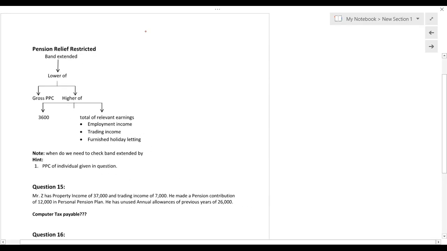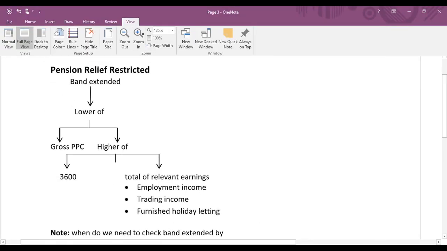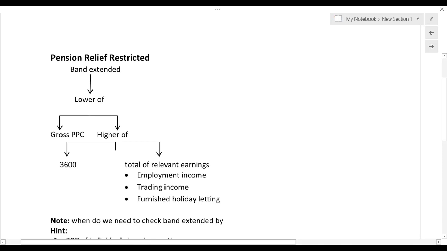Before this, whenever we saw gross PPC, what did we do? We just increased our basic as well as high rate band with that gross PPC amount without even thinking for a second. But now we are discussing a rule. The rule says pension relief restriction. Band is extended by the lower of: number one, your gross PPC, whatever you have contributed, and the second is the higher of 3,600. It is a fixed amount.